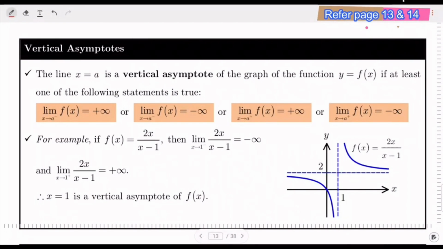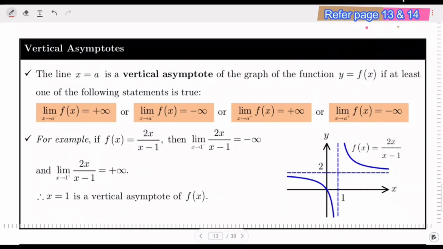Vertical asymptotes. The line x equal to a is a vertical asymptote of the graph of the function y equal to f of x if at least one of the following statements is true. Limit as x approaches a from the left equals positive infinity, or limit as x approaches a from the left equals negative infinity, or limit as x approaches a from the right equals positive infinity, or limit as x approaches a from the right equals negative infinity.